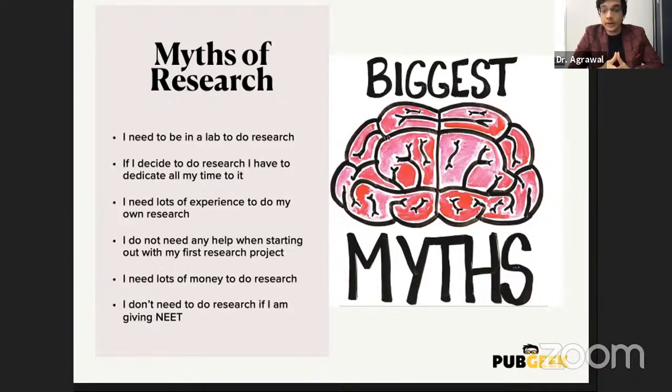You don't need lots of money to do research with today's tools that are available, Google Forms, or just simple tools. You can have your friends help you with your research and have their names on the research paper as well. So you don't need lots of money to do research.